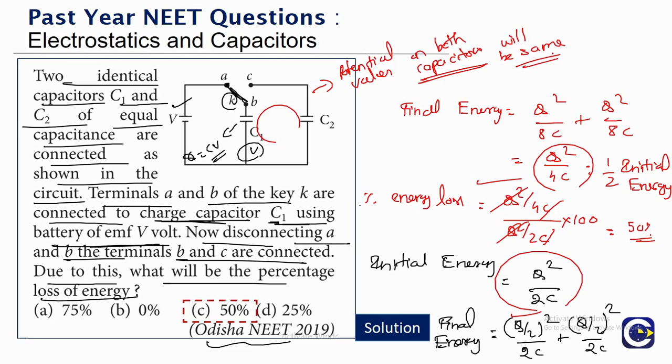Mostly, if you look at recent year NEET examinations, we get questions on these identical capacitors. I think in 2017 also we got a similar question. So identical capacitors means whatever charge is there will be equally distributed. We'll move on to the next question.